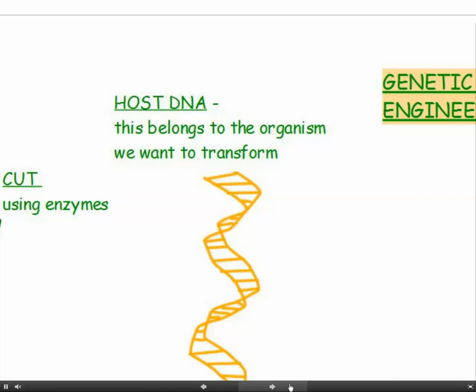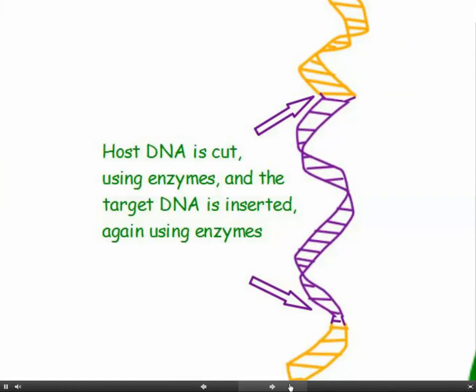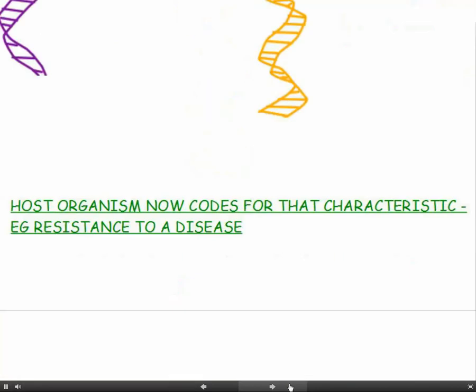And here's our host DNA. This belongs to the organism that we want to transform. The host DNA is cut using enzymes, and the target DNA, the target gene, is inserted, again using enzymes. So that modified DNA is put back into the host organism, so the host organism now codes for that characteristic, for example, for resistance to a disease.